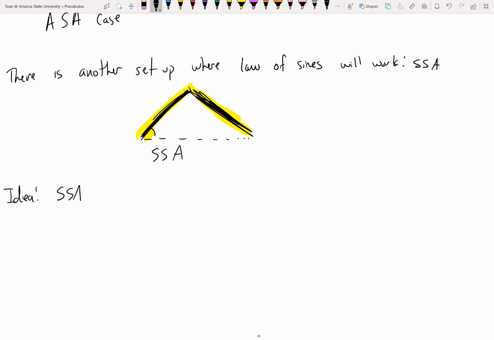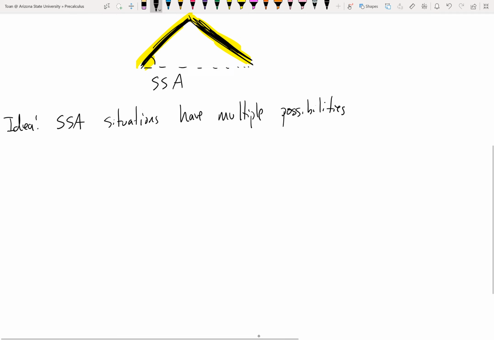So that's just to summarize, this situation, the side-side angle situation, presents multiple possibilities. The opposite side could be too short, where no matter how you swing it, you'll have no triangles.